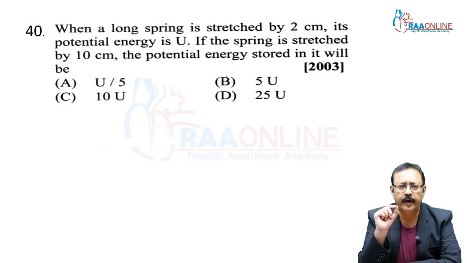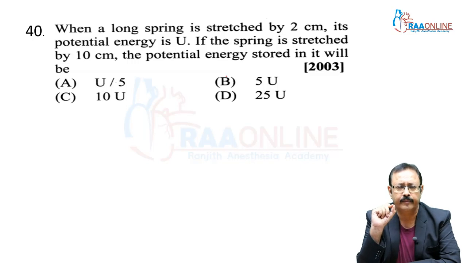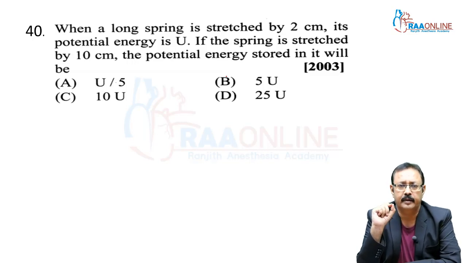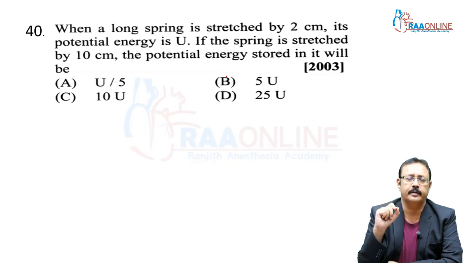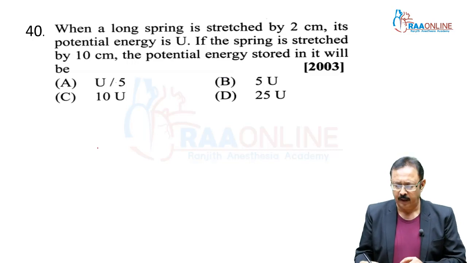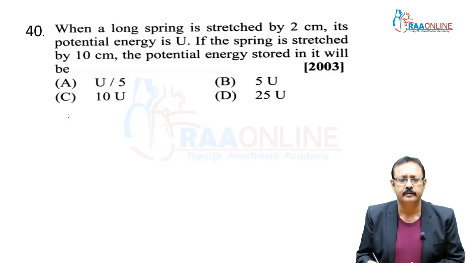Next, when a long spring is stretched by 2 centimeter, its potential energy is U. If the spring is stretched by 10 centimeter, the potential energy stored in it will be, again same formula related to spring. We know that energy stored in a spring should be half kx square.